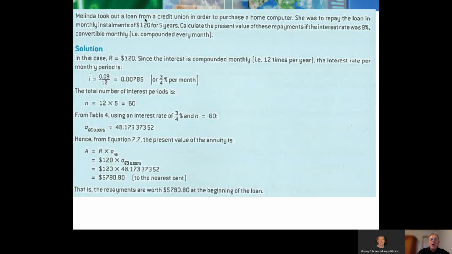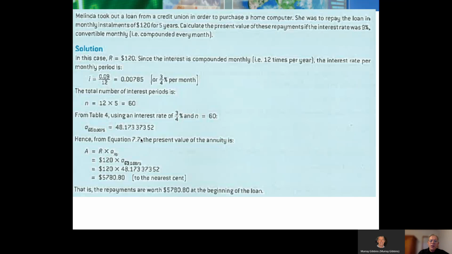Okay, Melinda takes out a loan. She wants to buy a home computer. She's going to repay the loan, the monthly repayment. So we know what the payment amount is. We know how long, but then monthly installments, so it's 5 years, 5 12s, so N is 60. Calculate the present value of these repayments. And really what we're trying to say is, if we knew the interest rate was 9%, how much is the value of her loan? What's the loan worth?